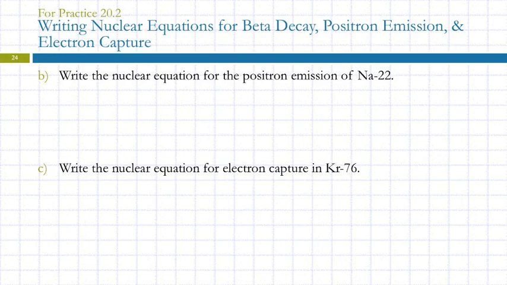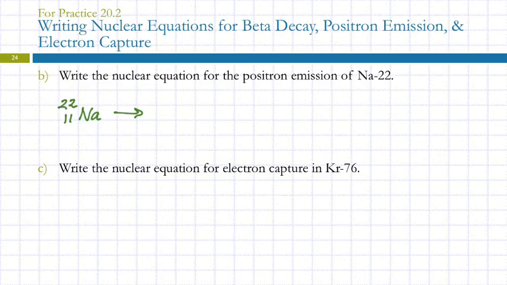Write the nuclear equation for the positron emission of sodium-22. So sodium-22, 22 is the mass number. Look on the periodic table to find the atomic number. As you're doing problems like this, try to get the positron symbol from memory first. Don't just go look it up. Try to remember what it is, and then check yourself.